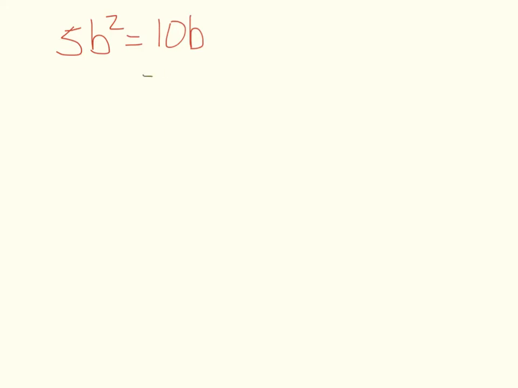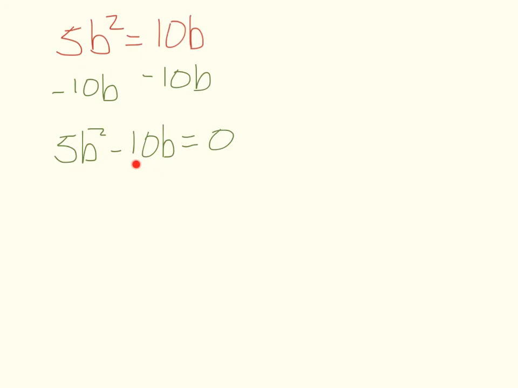We want to start off by subtracting the 10b on both sides. So we'd have 5b squared minus 10b equals 0. And now we want to go about factoring it. What you should notice is it is in descending order. So always check to see if there's a greatest common factor. And in this case there is. It's a 5b. We can take a 5b out of both of these. We're left with b minus 2. That's as factored as it's going to get.